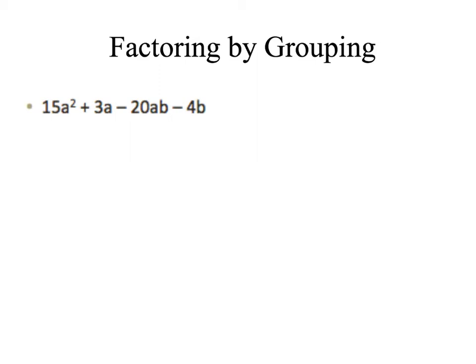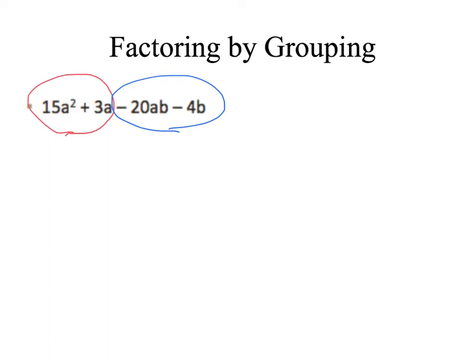Alright, next up we're going to look at a different sort of problem. Here we have 4 terms. There's no common factor to all 4 of these terms, so what we're going to do is factor by grouping them into 2 pairs. So we are just going to find each of these pairs individually.